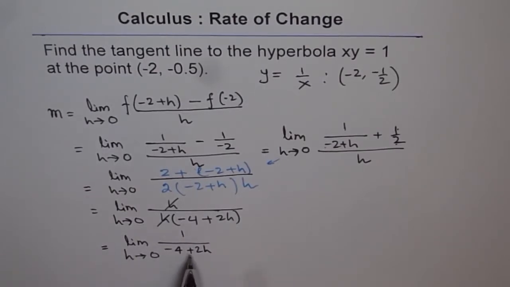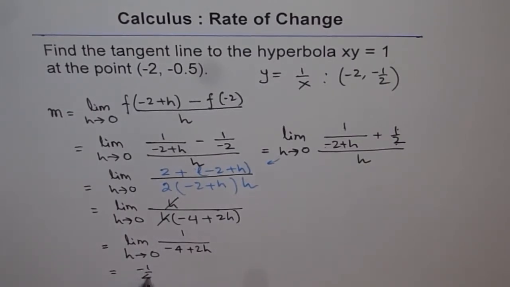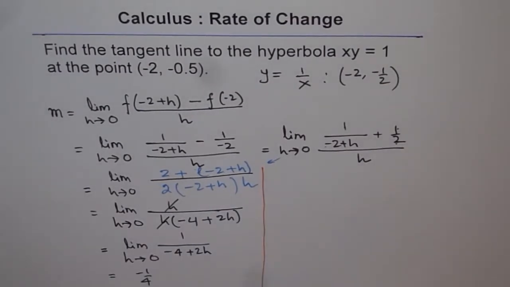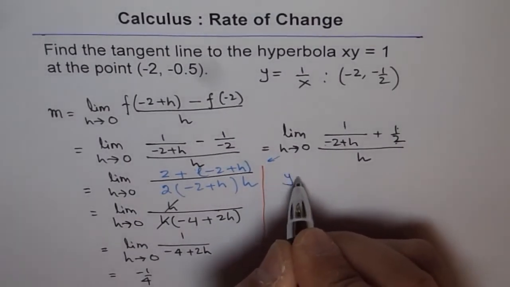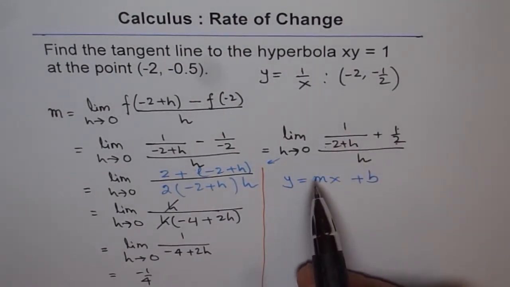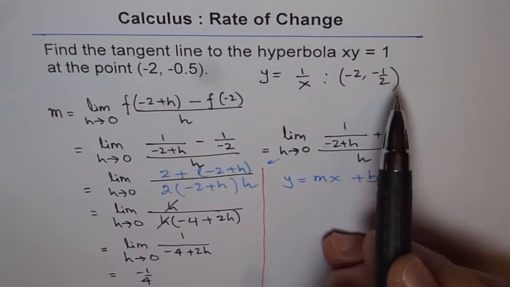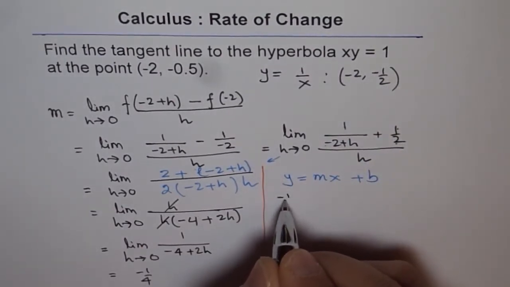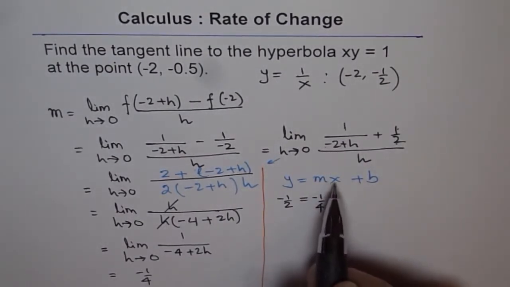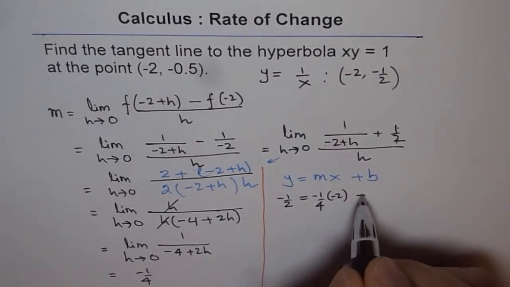Now the limit of this function as h approaches 0 is equal to -1 over 4. So that is the slope at this point, -1 over 4. Now to find the equation of the line, we can use this slope and the given point. So the equation is y equals mx plus b. The point given to us is -2 and -half, right? So we'll write -half for y, and the slope is -1 over 4. It's better to write this as a fraction. The x value is -2, plus b, right?